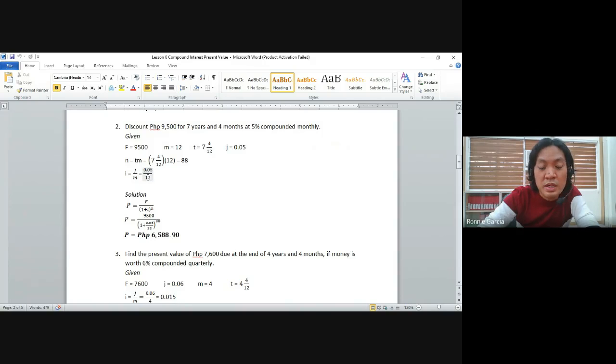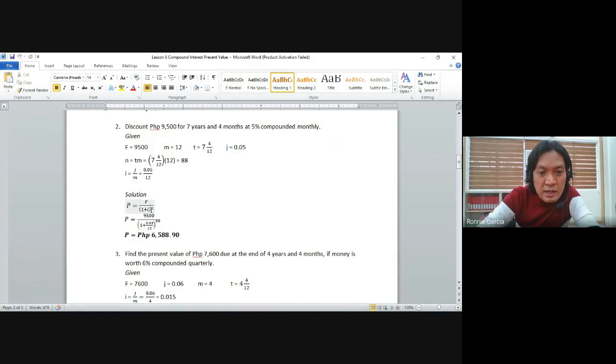This is just part of the solution. So there is no need again for us to estimate the value. That's why I still wrote 0.05 over 12 as the value of i, and we will let our calculator do the computation for this. And by the time we have arrived at the final answer, that's the time that we are allowed to proceed to the rounding off.